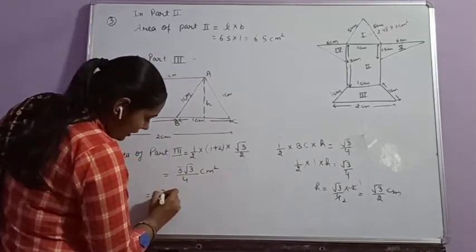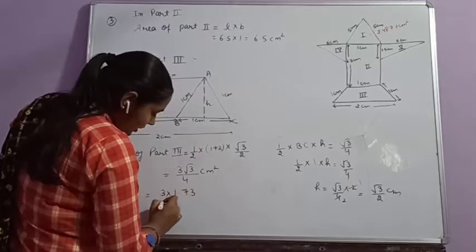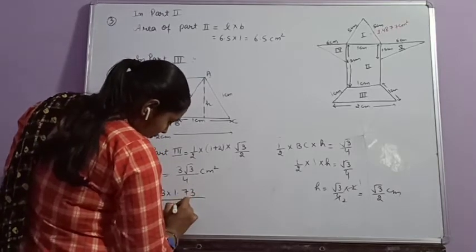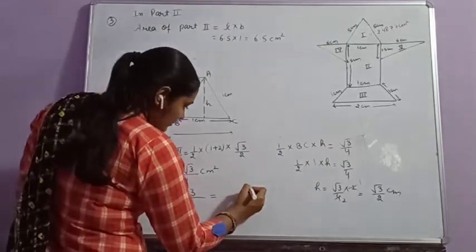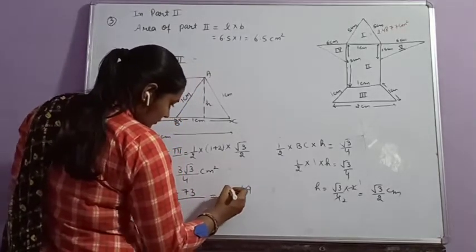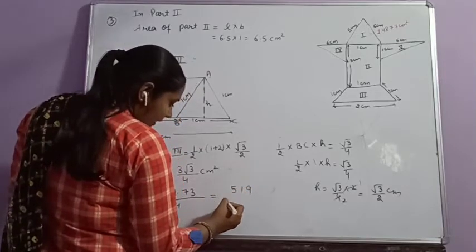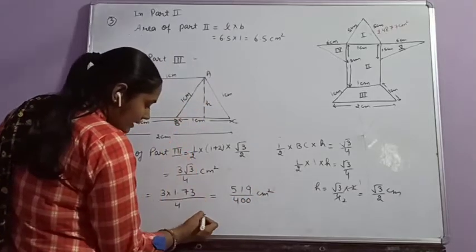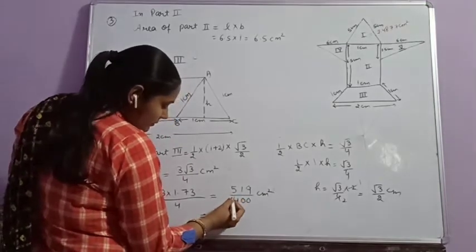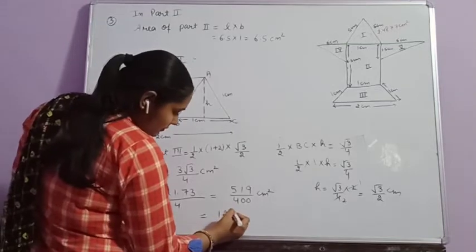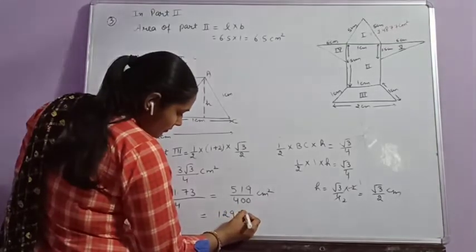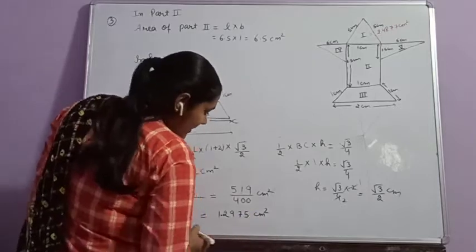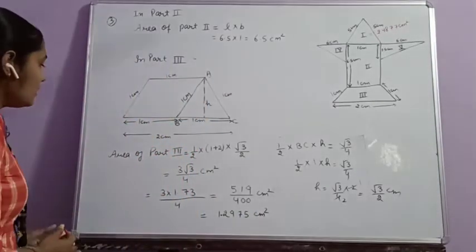We can put the value of root 3, that is equal to 1.73, divided by 4, that is equal to 519 divided by 400 square centimeter, that is equal to 1.2975 square centimeter. Here, that will be the area of the third part.